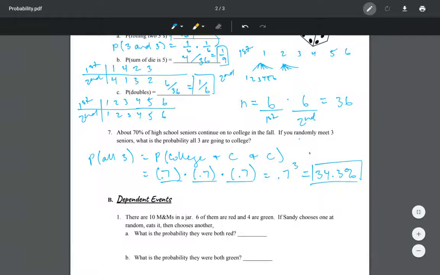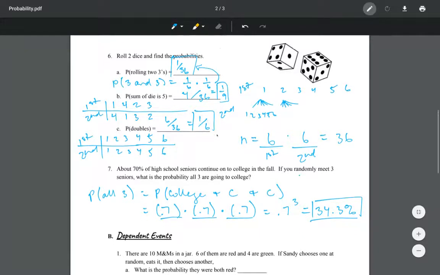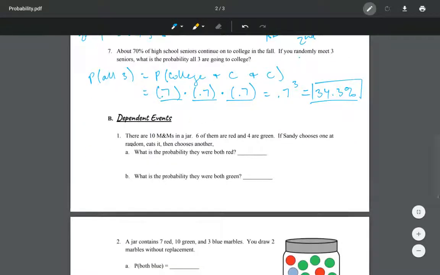The events that we looked at up above here in 6 and 7 were independent events. So the probability of the first person going to college did not affect the probability of the second person going to college. Same with rolling the 2 dice. The outcome on the first dice had no bearing whatsoever on the outcome for the second dice. These are independent events. But we have many probabilities that are based on dependent events, where whatever happens to the first event has an impact on what happens in the second event.